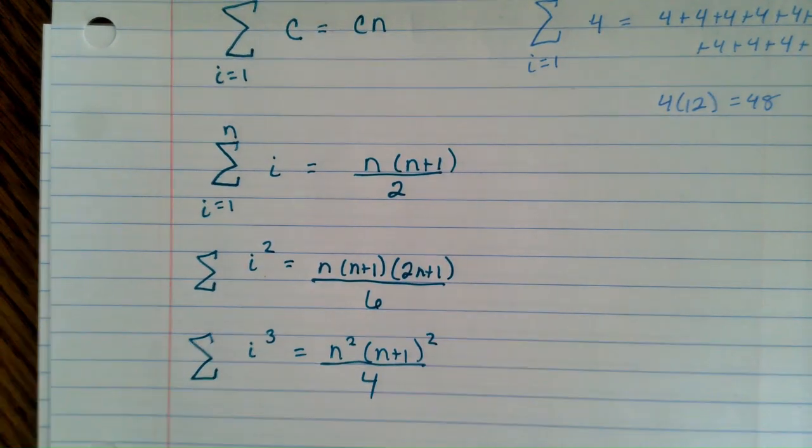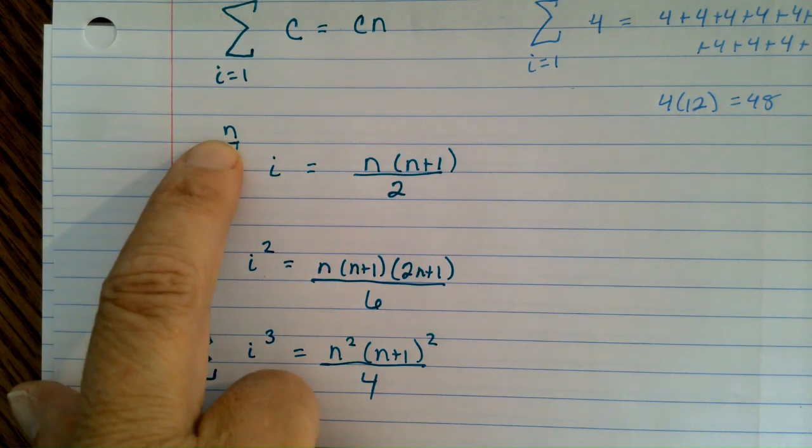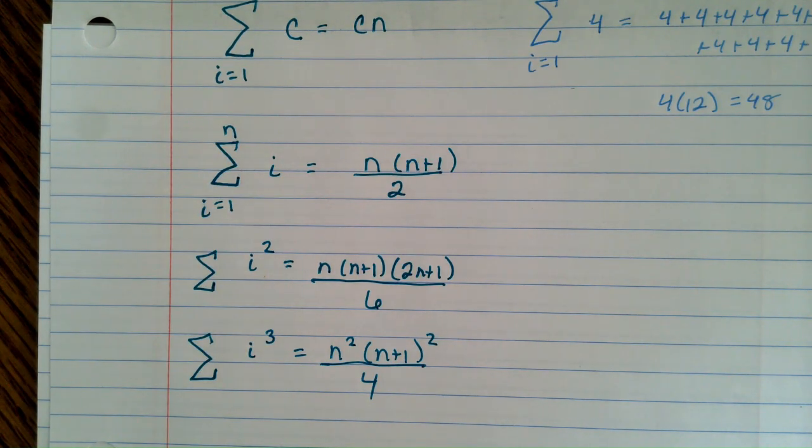So these 4 rules are just going to help us out so that we don't actually have to add if there's 12 numbers up here. I don't want to have to add all 12 numbers. So these are going to be shortcuts or rules that we're just going to use.